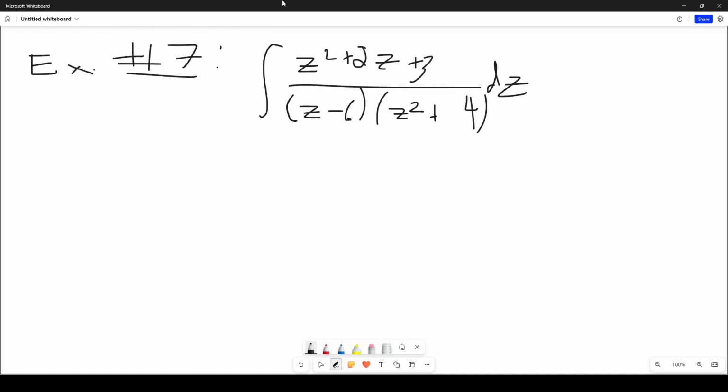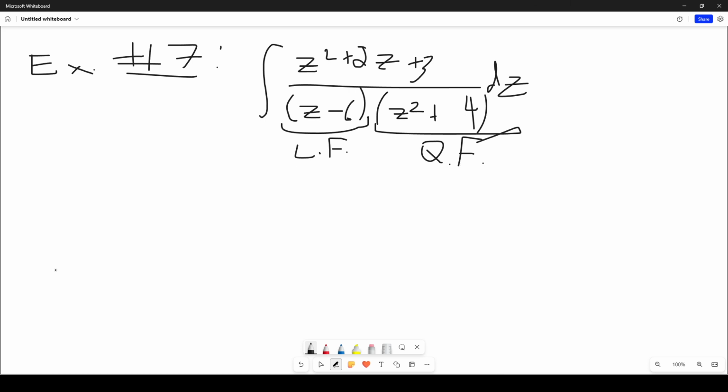First, what I'm going to notice is that this is a mess to integrate. It's just not going to work out. So we should probably try to do partial fraction decomposition. And we should notice we have a linear factor here, LF, and here we have a quadratic factor, since we have a z squared.